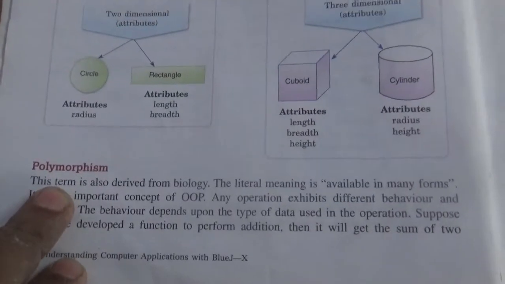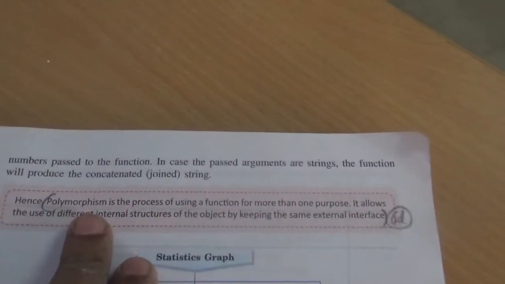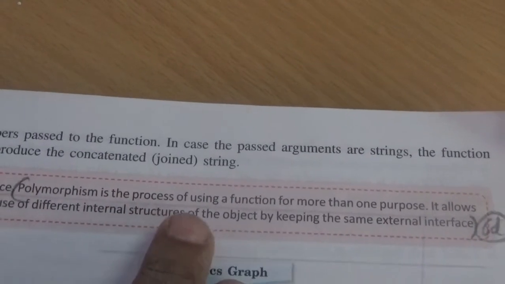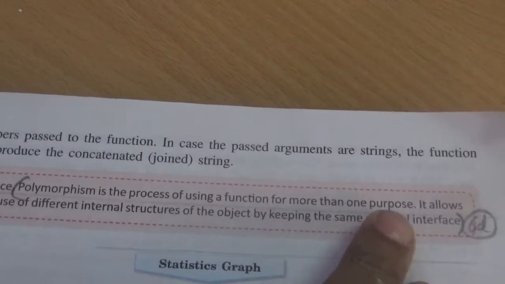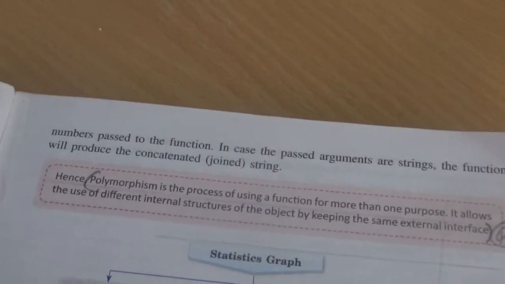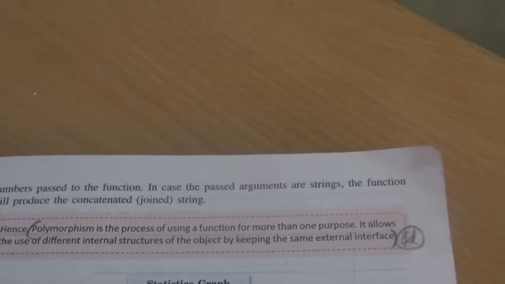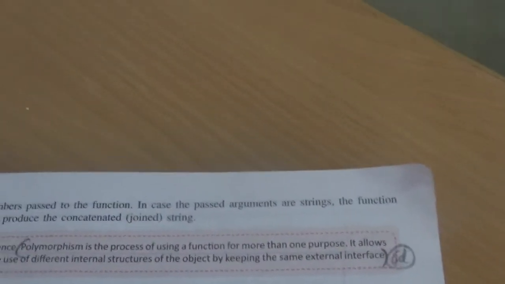Clear? Okay. So next is polymorphism. What do you mean by polymorphism? Polymorphism is defined as the process of using a function for more than one purpose. With one word, with one thing, we can do more than one. We can apply it to more than one.